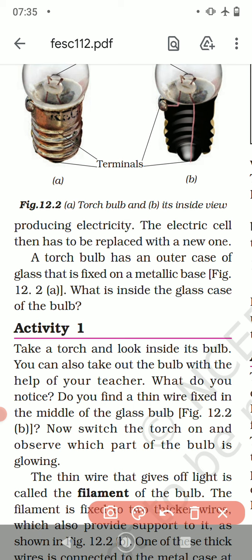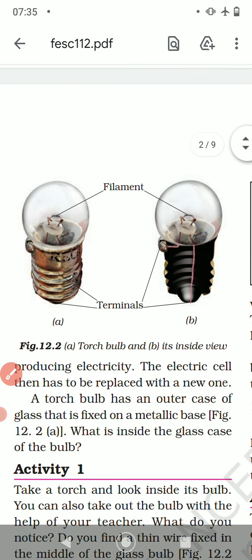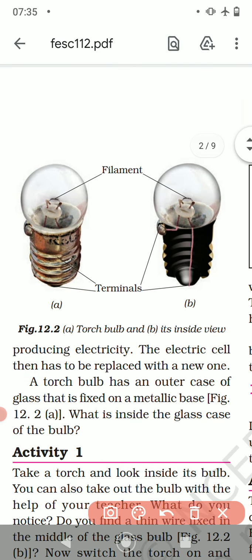So this diagram, children, this diagram you have to draw. The diagram of the bulb. So this is your diagram to be made. I think there is one diagram at 12.1, 12.2, all the figures. In this chapter you have a whole lot of diagrams to be drawn. You have to draw 5 diagrams each day. Okay?